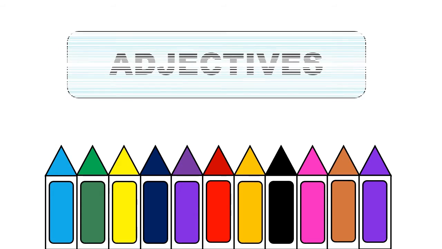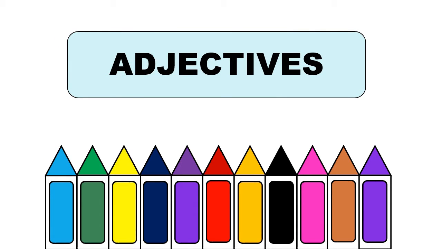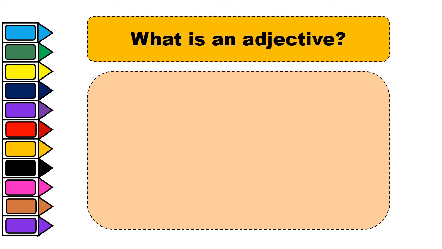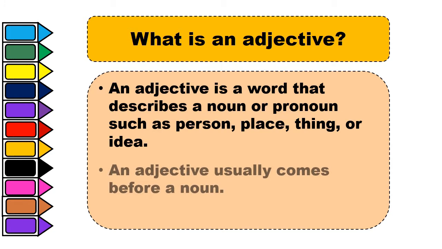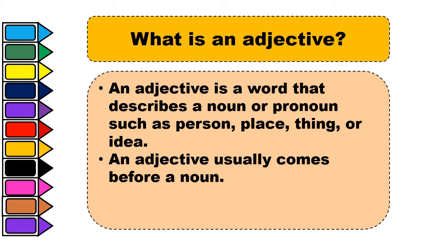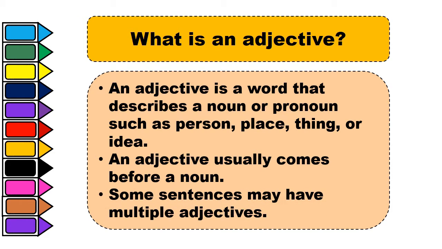Start this segment with an interesting topic: adjective. So what do you understand by an adjective? An adjective is a word that describes a noun or a pronoun such as a person, place, thing, or an idea. An adjective usually comes before a noun, like a blue pen, a big book, a red apple. Some sentences may have multiple adjectives.